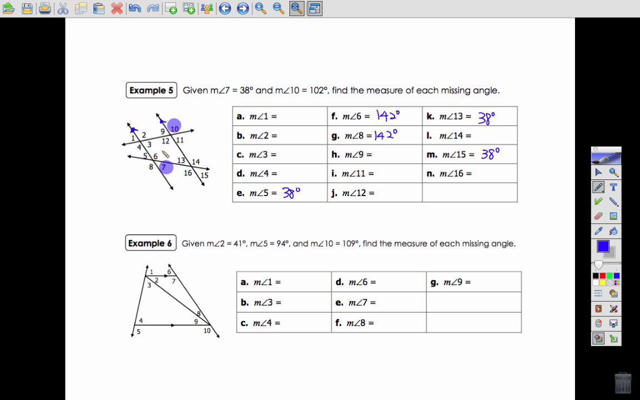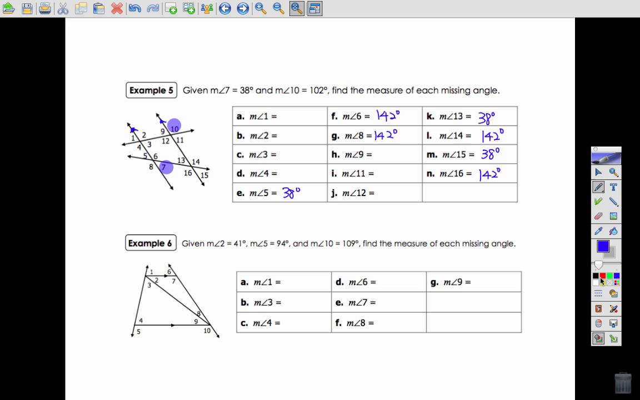So they must be congruent. If I know angle 6, I must know angle 14 because they are corresponding angles. And if I know angle 14, I must know angle 16 because they are congruent, they are vertical angles, right? So I have found all the 8 angles in the bottom half.